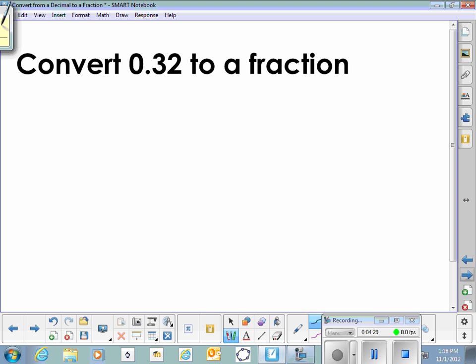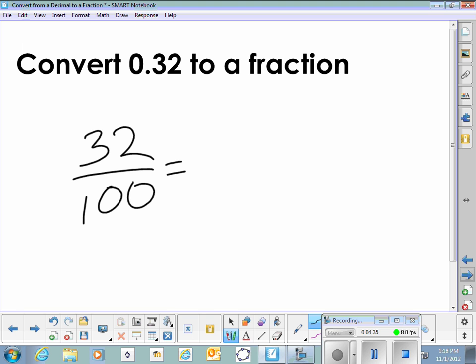Let's try 0.32. That would be the same as 32 over 100. I can see if that's an even number, it's going to at least have a factor of 2. So it could be 2 times what? 32 divided by 2 is 16. And 2 times 50 is 100. So it could be reduced to 16 over 50.